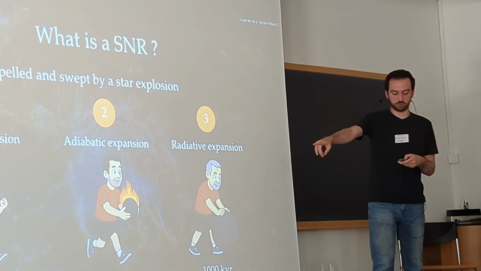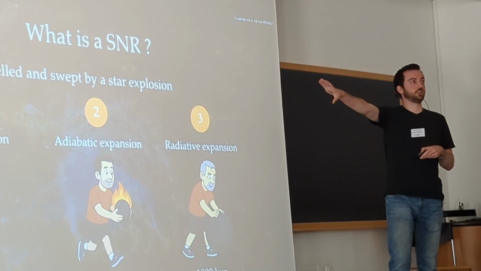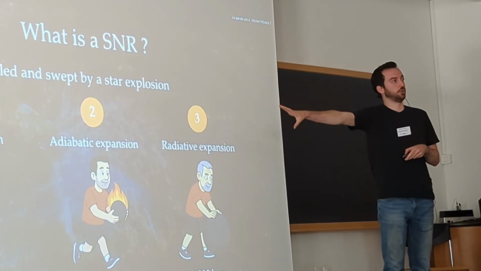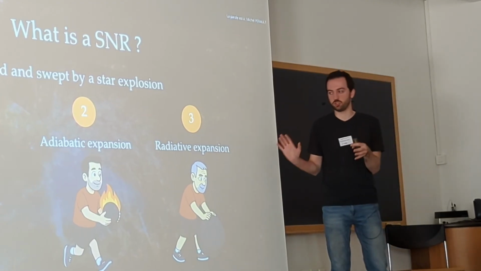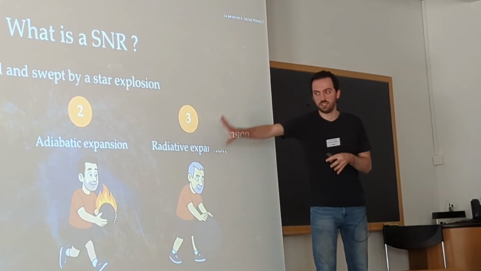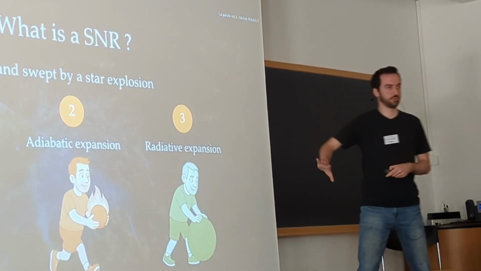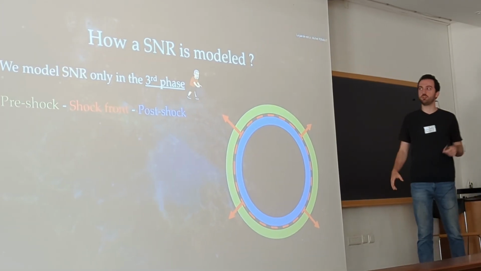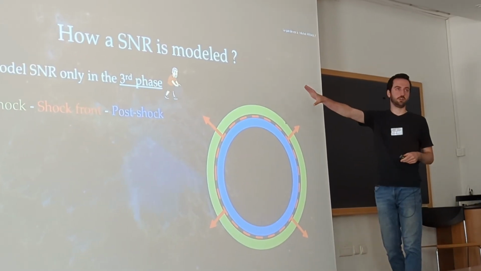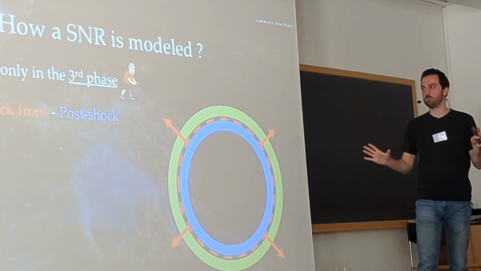And I may draw your attention to the time scale. So the first phase is only 400 years, the second one is 50 kiloyears, and the last one is 1 million years. Which means that 95% of the lifetime of a supernova remnant is during that third phase. Okay, so we only care about the old guy. So just to say, we are only modeling the third phase. I will explain why later, but just to mention it's 95% of the lifetime, so not that bad.